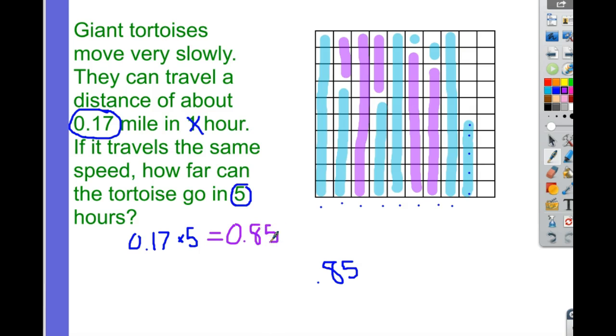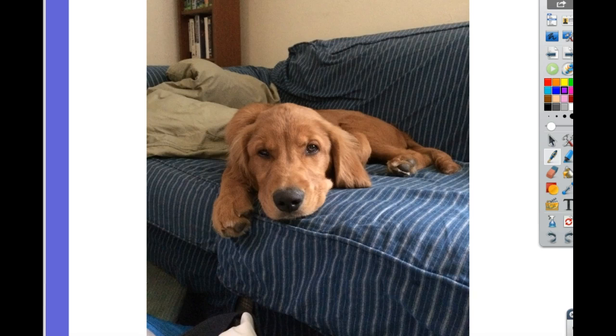Now, I know that these videos can sometimes get a little long, so before I give you guys one more example, I want to show you guys a picture of my favorite dog in the whole world. This is actually not my dog, but it's my sister and my brother-in-law's dog. And his name is Nutmeg, and he is so cute. He's only a few months old, and he's a golden retriever.